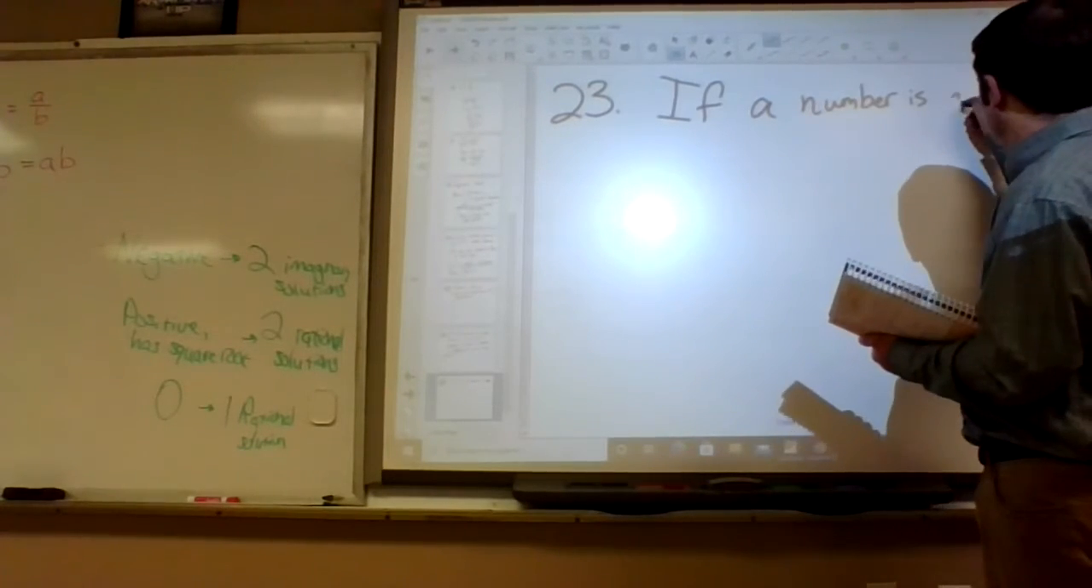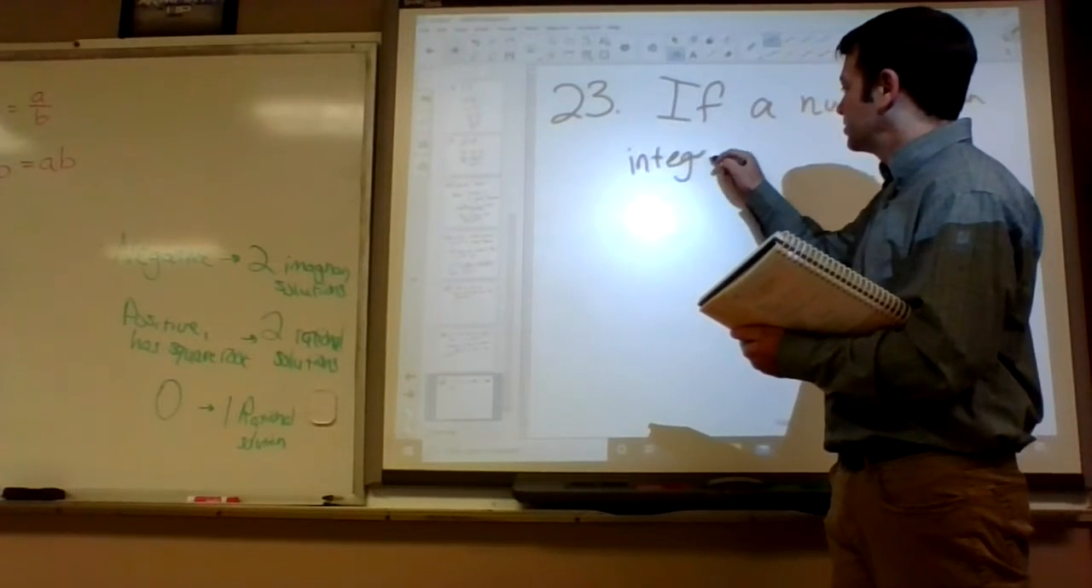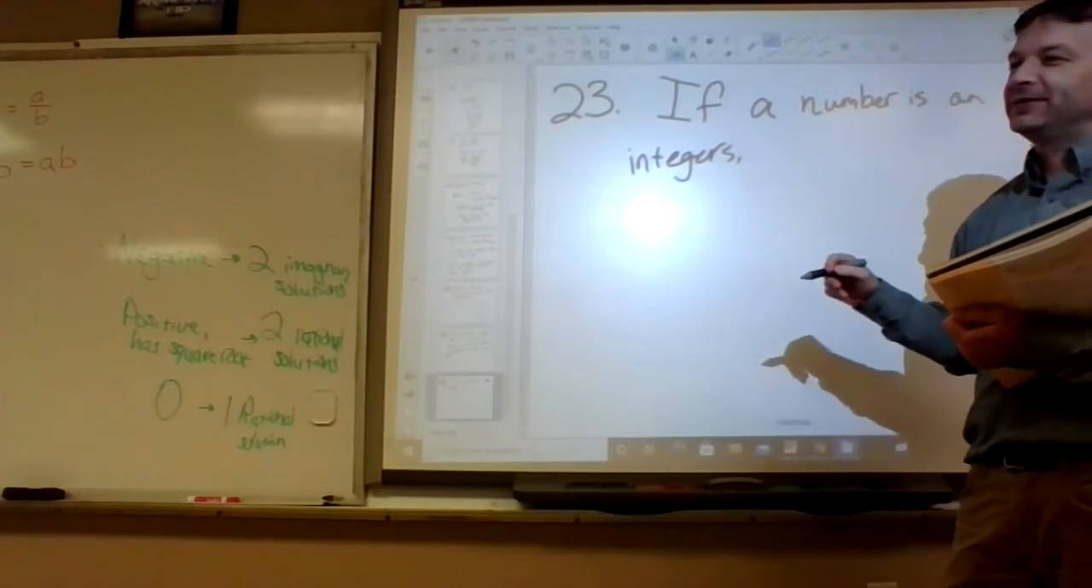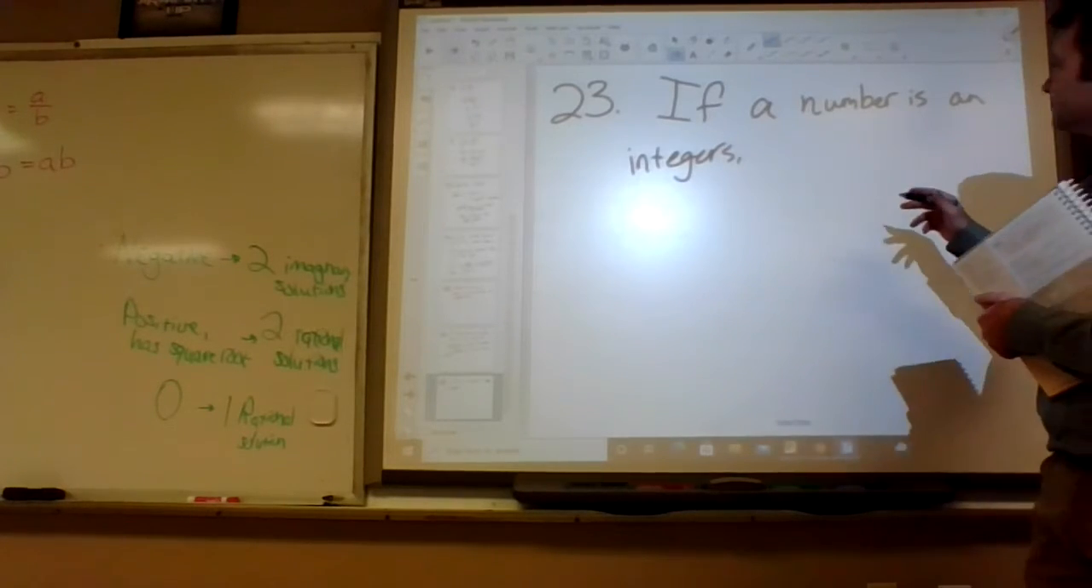You guys remember what integers and rationals were? Integers are on the number line, and rationals are things that can be written as fractions, like negative a third or 3.3 repeating.